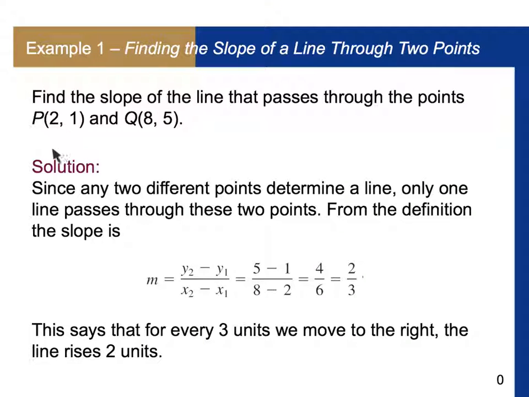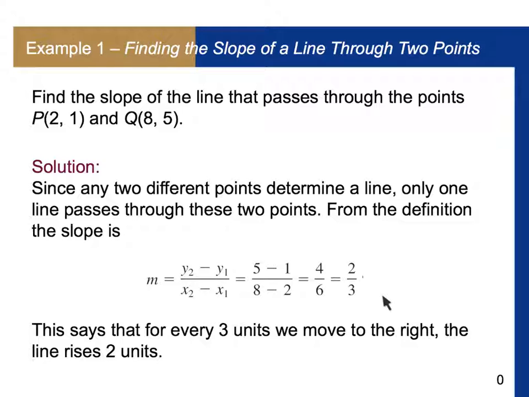Okay, so let's look at a simple example. Let's say we have the points P, which is (2, 1), and Q, which is (8, 5). We don't need to graph them to find the slope. Let's say this is x1, y1, and this is x2, y2. So m is y2 minus y1, which would be 5 minus 1, over x2 minus x1, which is 8 minus 2. Okay, so 5 minus 1 over 8 minus 2 is 4 over 6, which we reduce to 2/3.